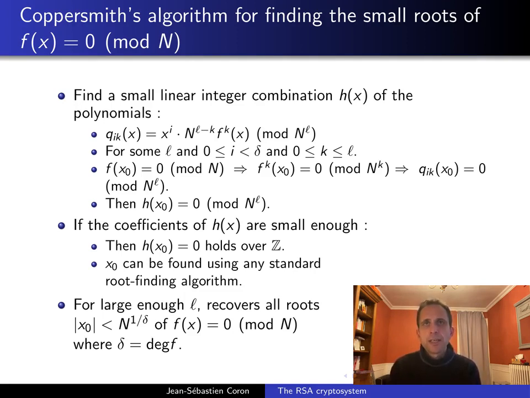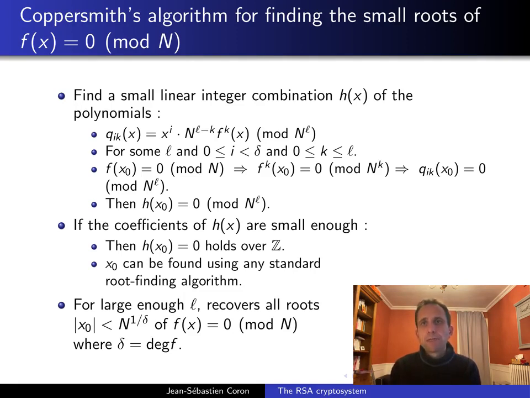And since h is a linear combination of these polynomials with integer coefficients, then x0 is also a root of h modulo n to the l. And then the technique is as previously: if the coefficients of h are small enough, then this root is over the integers, and this can be recovered using any standard root finding algorithm.